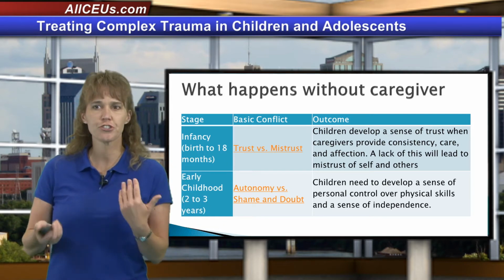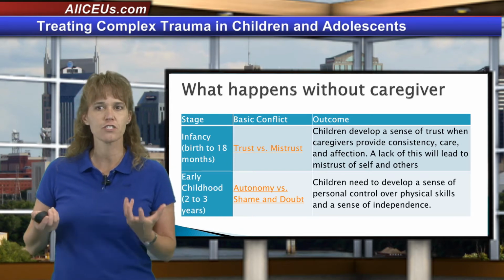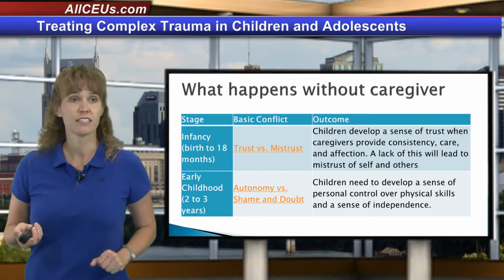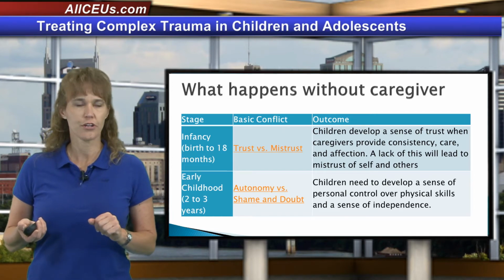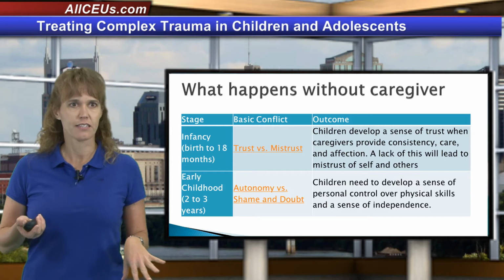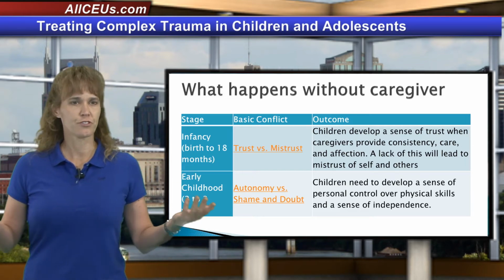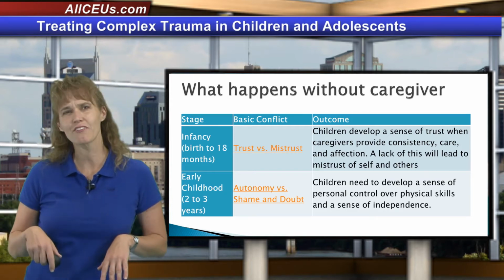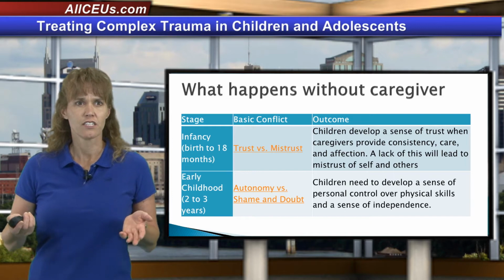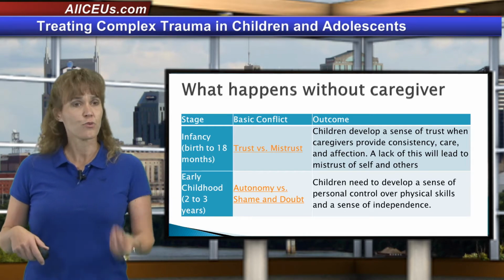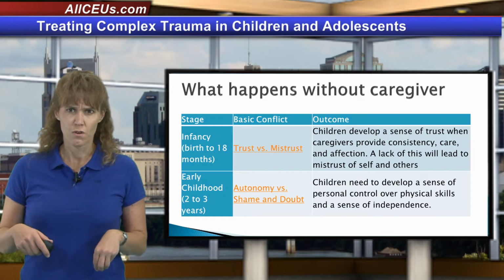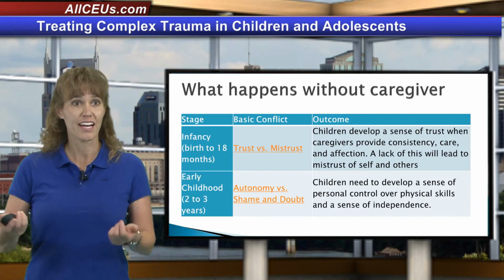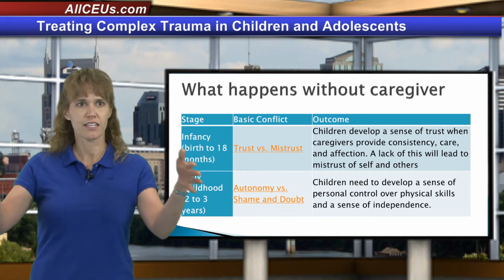Early childhood is when children develop a sense of personal control over their physical skills and a sense of independence. If every time a child tries to do something, they get punished for it, go sit down, go to your room, I don't have time for that right now, go away, what do they learn? They learn that there's a sense of rejection. And a child doesn't say, oh, well, mom's stressed out right now, so maybe I'll try this later. No, a 2-year-old is going to take it personally and go, oh, well, I must not be a very good person because my caregiver doesn't want to spend time with me and I can't do anything right. Remember, children think dichotomously.